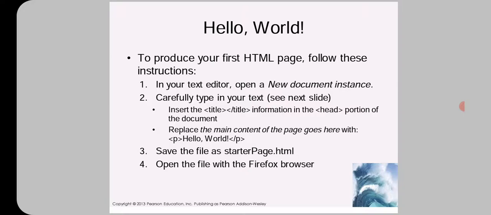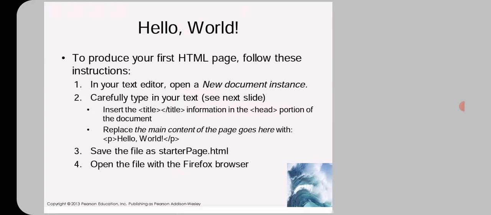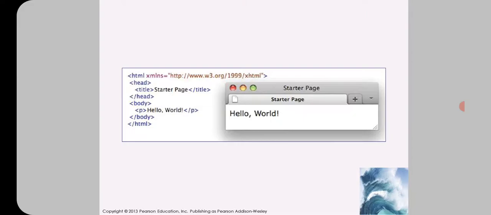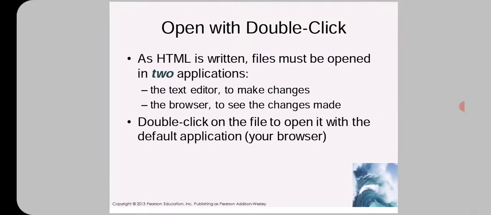To run your first HTML program, simply double click on your file name, such as abc.html or abc.htm, and it will run on any browser. This is the sample program and sample output. So open it with a double click. So how do you run an HTML program?